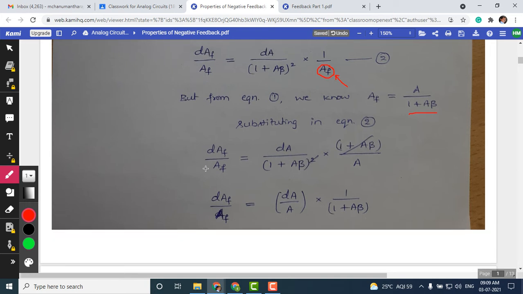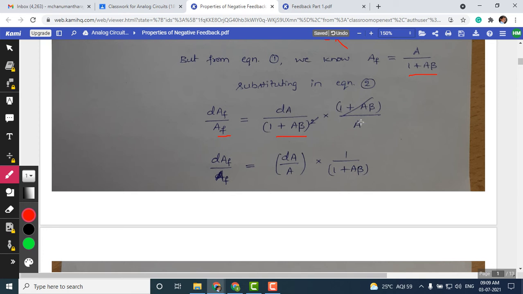What you get after substituting is shown here. The left hand side dAF by AF is kept as it is, and the right hand side dA by (1 plus A beta) square is also retained as it is. But now look here, AF is nothing but A divided by 1 plus A beta. So if you substitute it, A goes in the denominator, 1 plus A beta goes to the numerator, and 1 plus A beta cancels with one term of this (1 plus A beta) square, so one term is reduced. Finally, we can rearrange these terms: dA by A is indicated in a bracket here, and we are left with 1 divided by 1 plus A beta in the denominator.